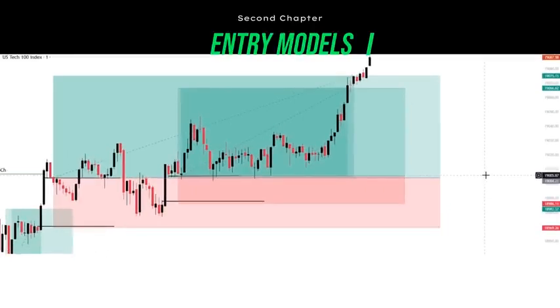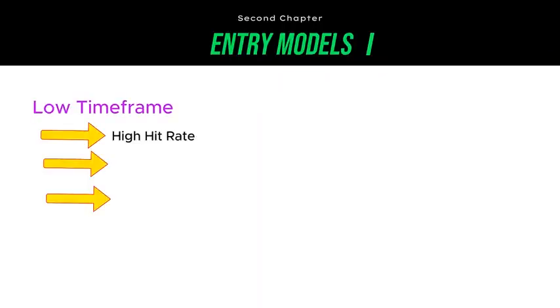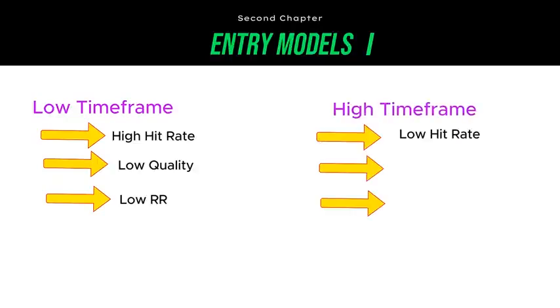The difference between time frames is quality and hit rate. In low time frames, just as we have traded recently, the hit rate is high, the quality is low, and the risk to reward is low. In high time frames, the hit rate is low, the quality is high, and the risk to reward is high. So in the high time frame, we would need only 1 or 2 high-quality setups to gain the same total risk to reward ratio as we would in a low time frame. The last one was a low time frame. Now it's time to also look into a setup on a high time frame to give as an example backtesting.